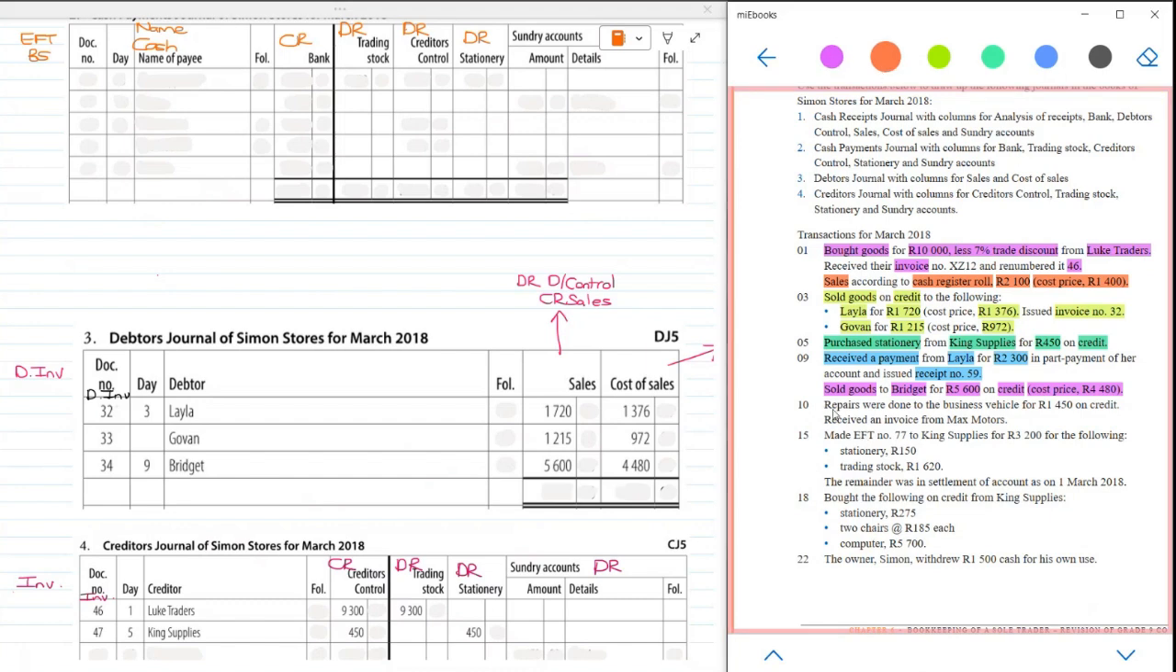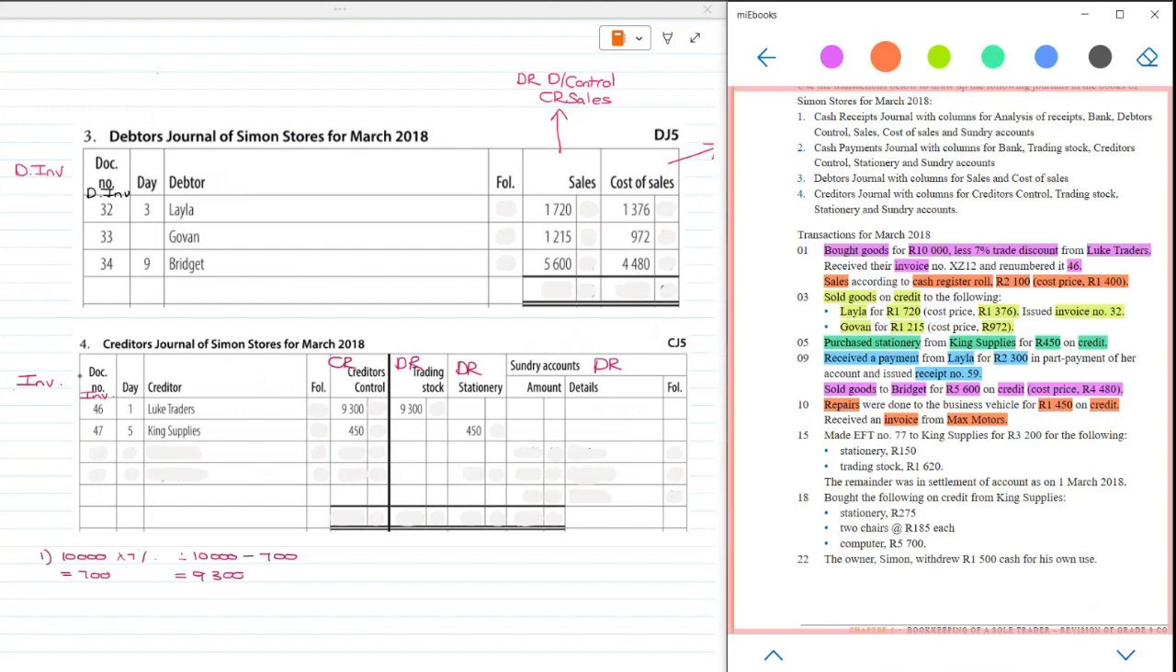Transaction on the 10th of March, repairs were done to the business vehicle for 1,450 on credit. We have received an invoice from Max Motors. Okay, so this was done on credit. We still owe them the money, meaning this is our CJ transaction. So in my CJ, we continue with our source document here, number 48. The date was the 10th. These repairs were done by Max Motors. The total of that invoice, 1,450. That's what we owe them.